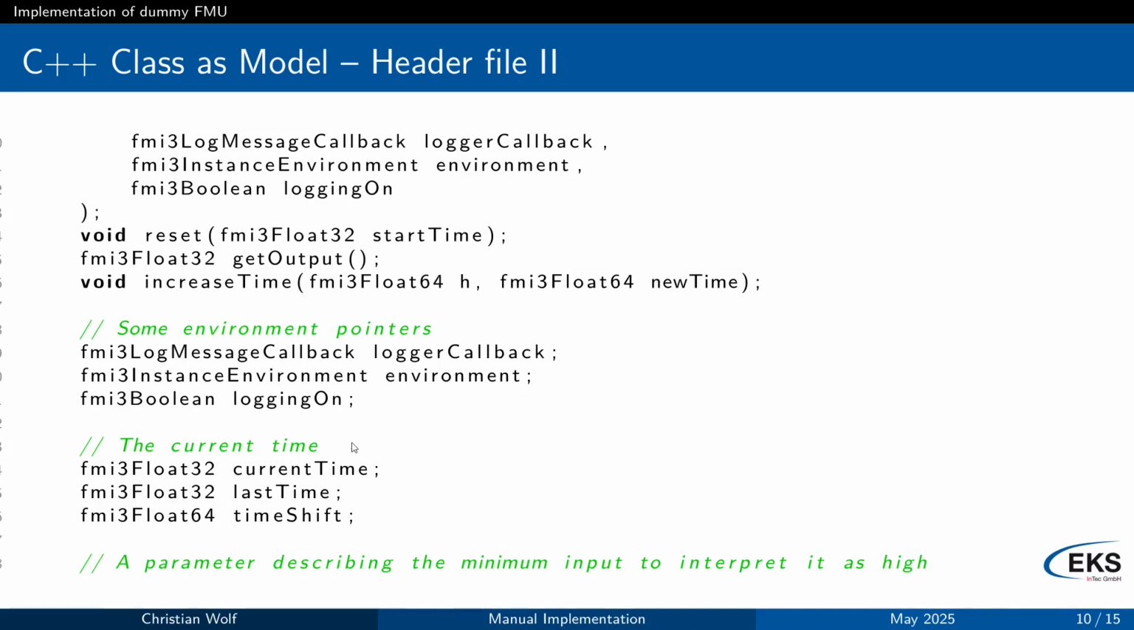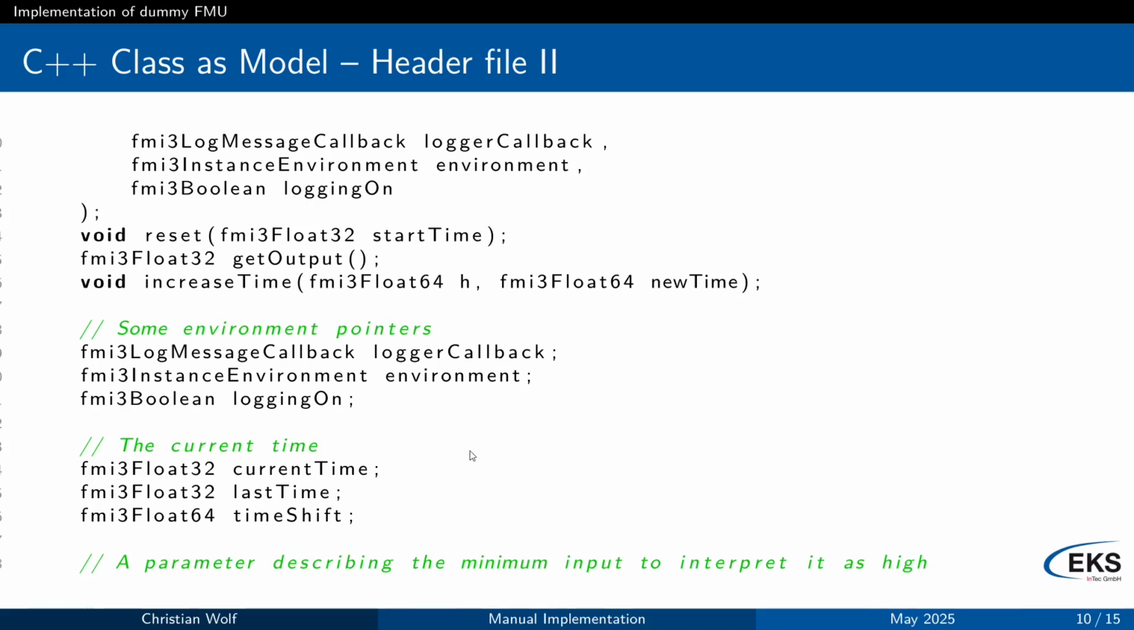And then we have down here some values like current time, last time, time shift. This time shift is about the overflow of integers, so just ignore that. We have the current time and the last time that the FMU was running.